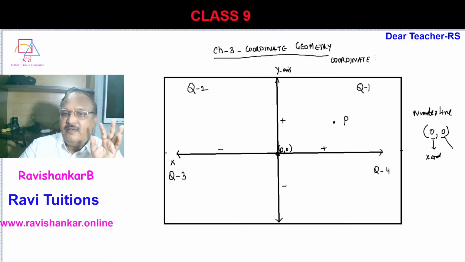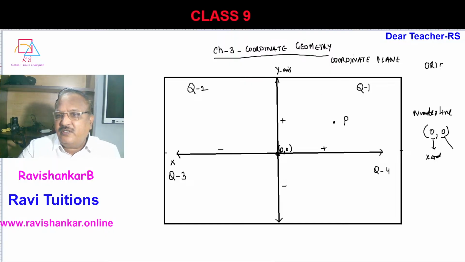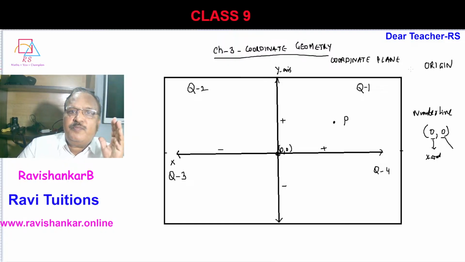Because the plane has coordinates, an x coordinate and a y coordinate, it is two dimensional. If it is three dimensional, the z axis will also come. But now we are dealing with only two dimensions, the x axis and the y axis. The x axis is a horizontal line, and the y axis is a vertical reference line. The intersection of both is known as the origin. What is the origin? The origin is the point of intersection of the x-axis and the y-axis.